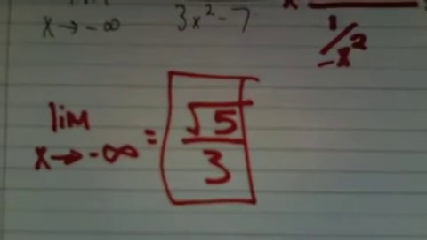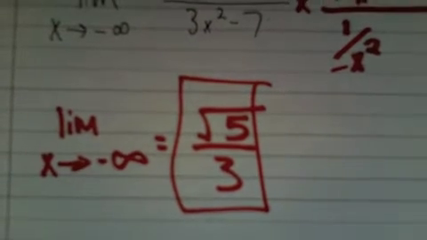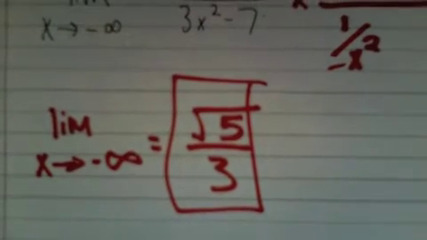And then once again, the limit of 3 is just 3. And then 7 over x squared, that's once again going to be 0. So you just get square root of 5 over 3.